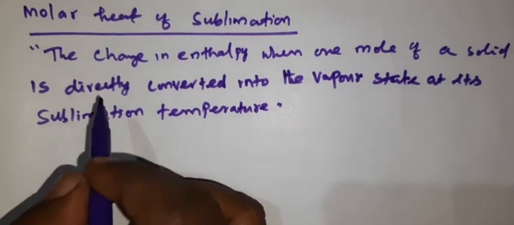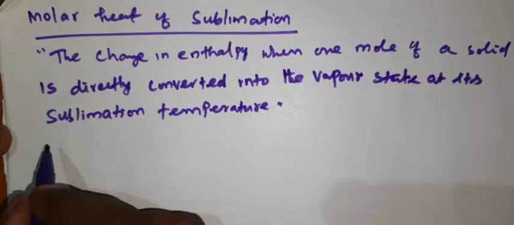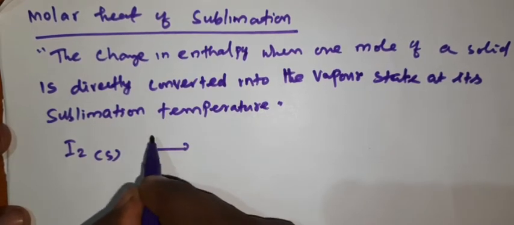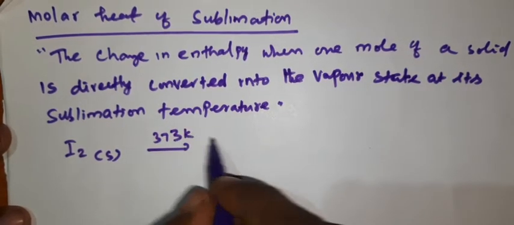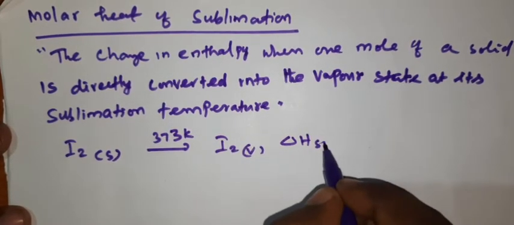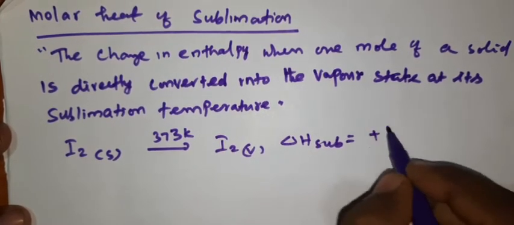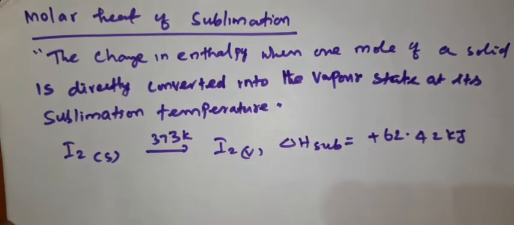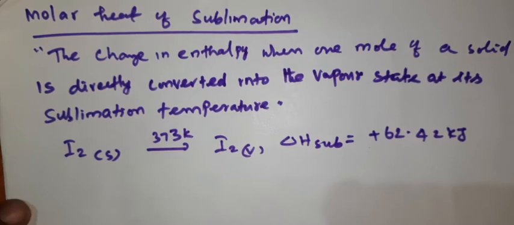For example, the heat of sublimation of iodine: iodine solid at 373 Kelvin gives iodine vapor, delta H sublimation equals plus 62.42 kilojoules. Okay, so this is molar heat of sublimation.